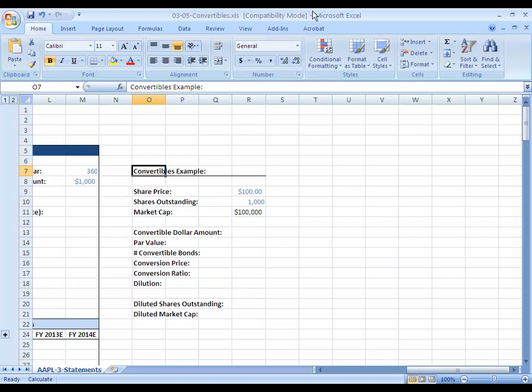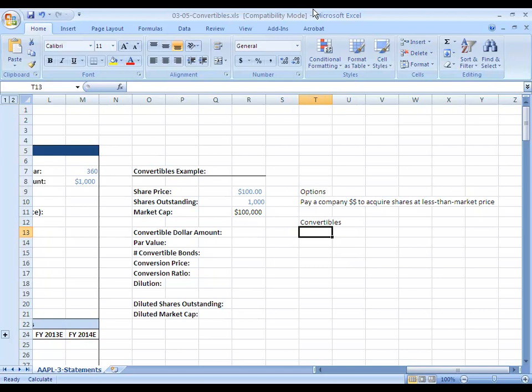Now, with options, we saw that what happens is basically you have an exercise price, and essentially you pay a company money to acquire shares at less than market price. So if the exercise price of options is $20 and the company's stock price is $100, then obviously you would cash in your options and get shares for only $20 rather than $100. Convertibles, by contrast, are a little different.